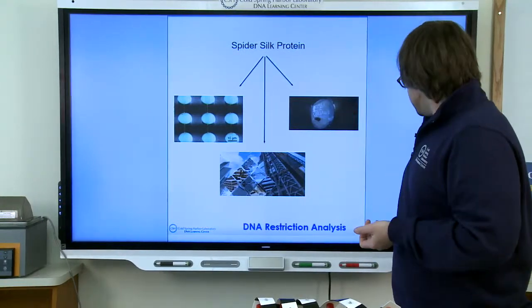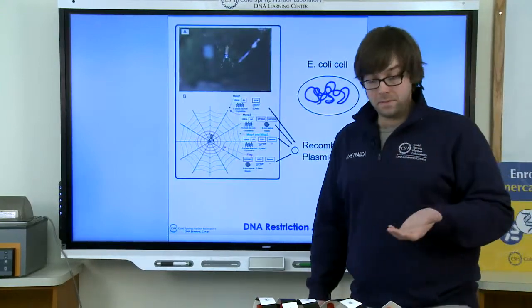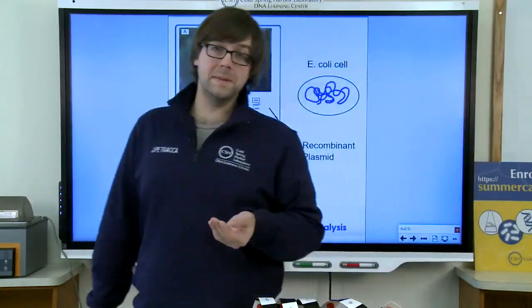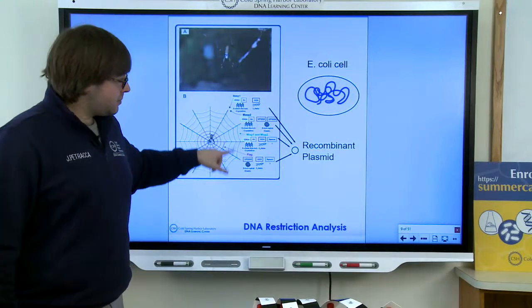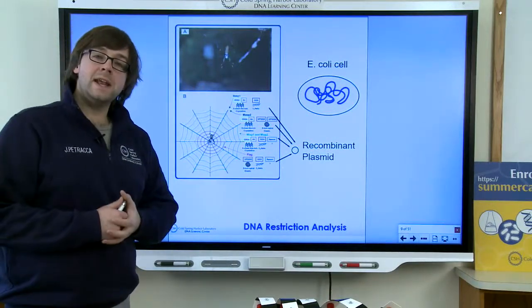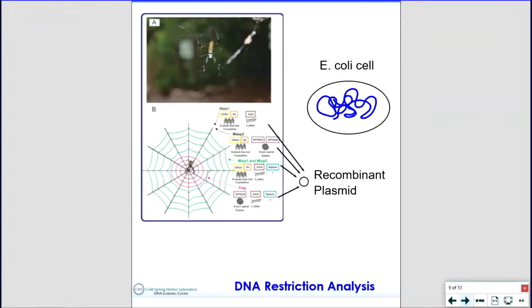So we might be interested in obtaining the building plans for building silk protein. Since those building plans are contained within the genetics of the spider, we need to figure out a way that we can pull those genes out and incorporate them into a little tiny ring of DNA, making a recombinant plasmid. And then we can try to get that recombinant plasmid up into a bacterial cell through the process of transformation.